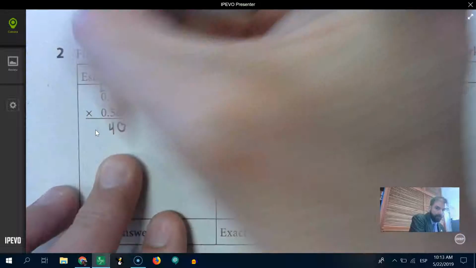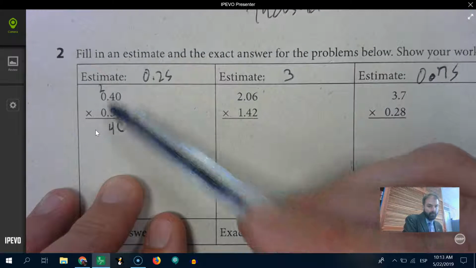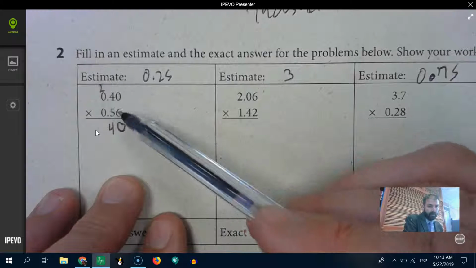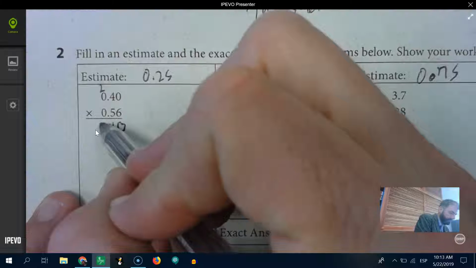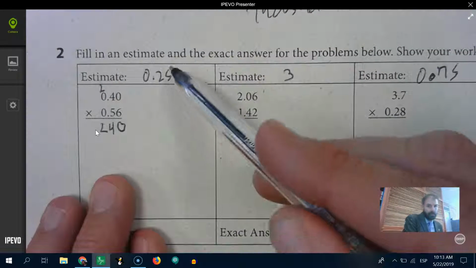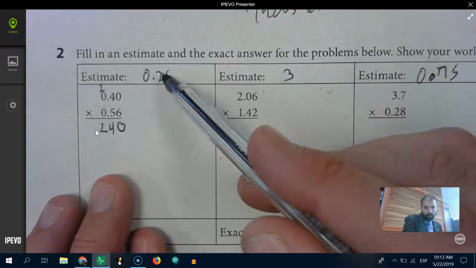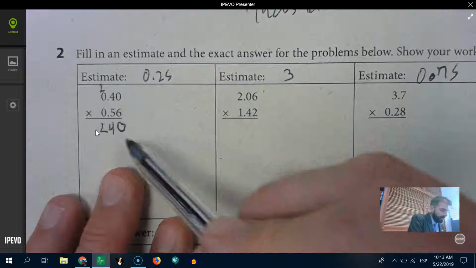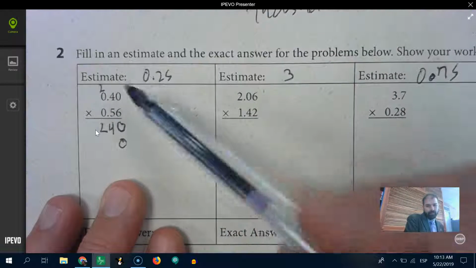6 times 0 is 0, 6 times 4 is 24, here's my 4, my 2's up here, and then 6 times 0 is 0, plus 2 is 2. We do not bring down any decimals at this point. This isn't how this works. This is why your estimate's so important, because if you put 2.4 right here, look, it's way over the estimate already. Okay, so now we add my 0 down here, or we write the 0, sorry for that.